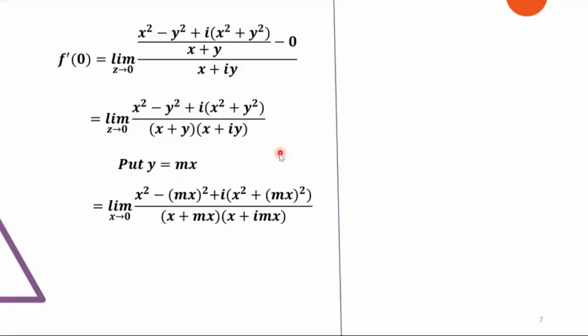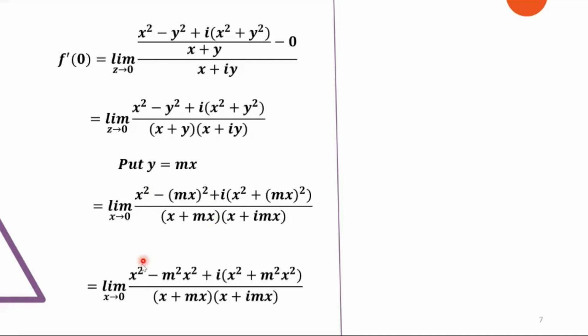I am taking y equal to mx here because if the whole function, if x square gets cancelled everywhere, only m will remain. Then as the m value will change, the value of f dash of 0 also will change. For that we have given just one curve, and here m can take different values. y equal to mx. So if we substitute here, everywhere we will have x square now. If we simplify, here we get x square, m square x square into x square plus m square x square upon x plus mx x plus i mx.